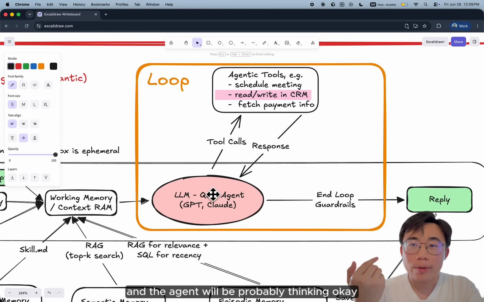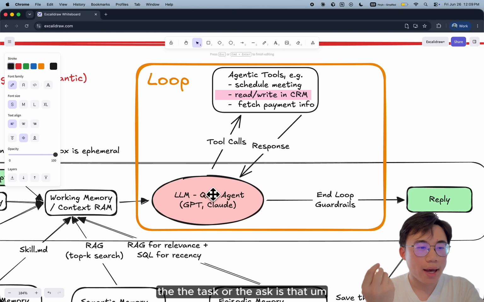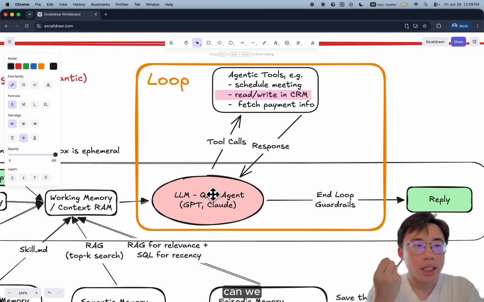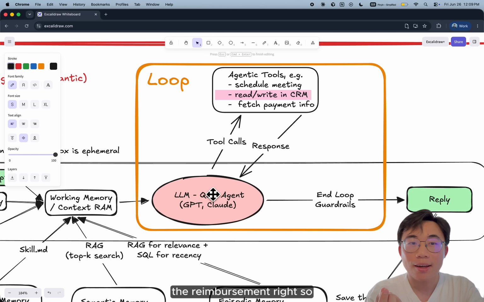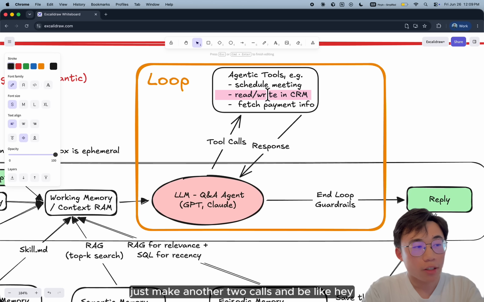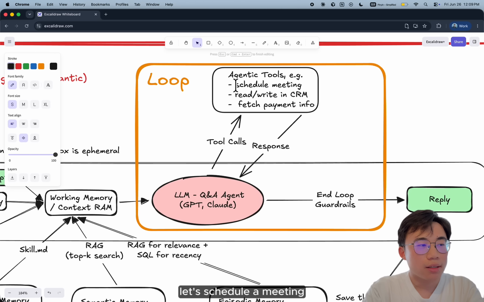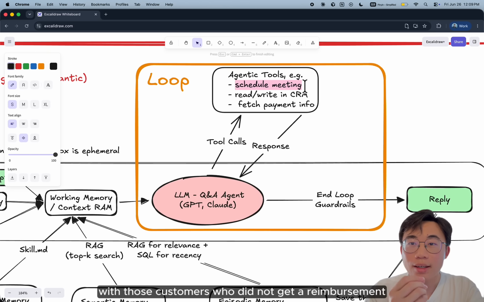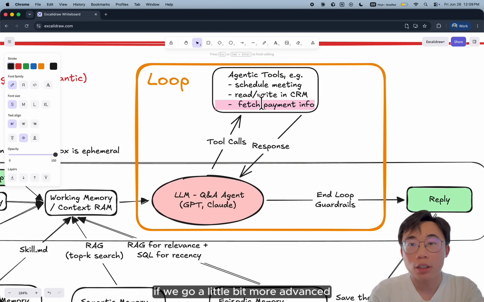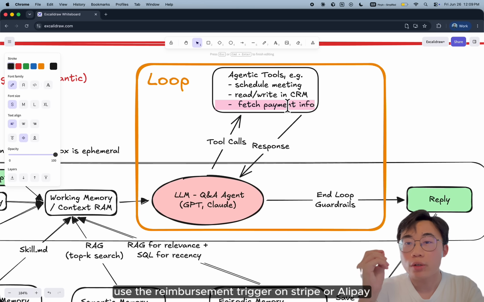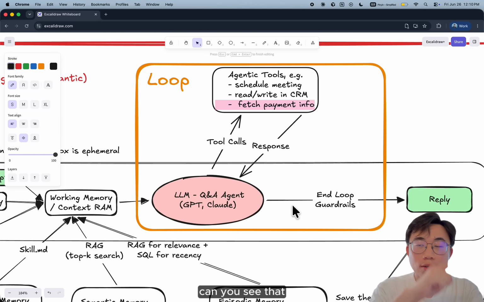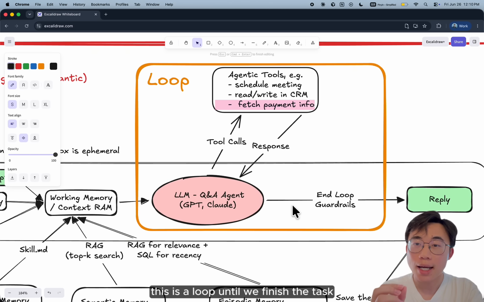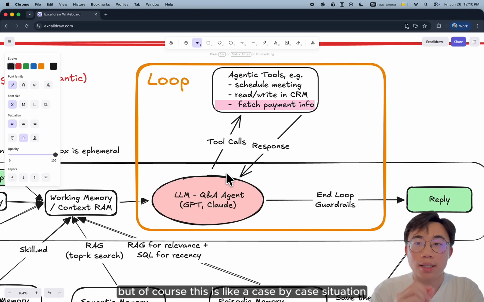So after the first initial fetch, it's probably responded to the AI agent, right? And the agent will be probably thinking, okay, the ask is, can we follow up with some of those who did not get the reimbursement? And then it probably just makes another tool call and says, hey, let's schedule a meeting with those customers who did not get a reimbursement, which are the 8 of them. If we go a little bit more advanced, we can even use the reimbursement trigger on Stripe or Alipay to refund the customer. Can you see that this is a loop until we finish the task? But of course, this is a case-by-case situation.